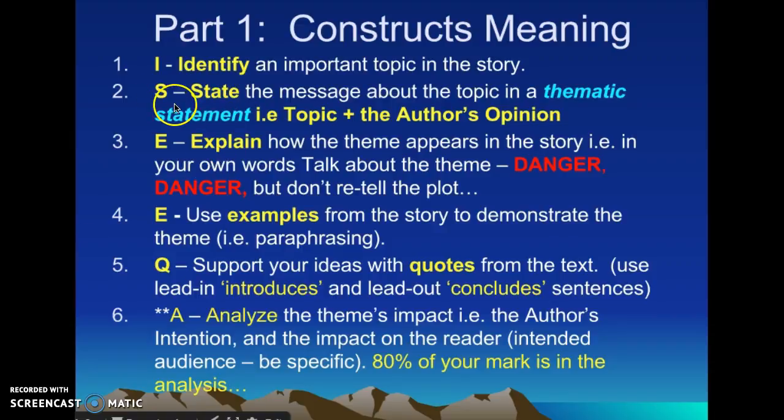Identify the important message. Once you identify the important topic, once you've been reading, then you're going to state it and start what you're writing. So state the message about the topic. 1, pick the topic. Example, a story is about poverty, okay? 2nd, locate the message about that topic. So the topic and then the author's opinion on that topic.